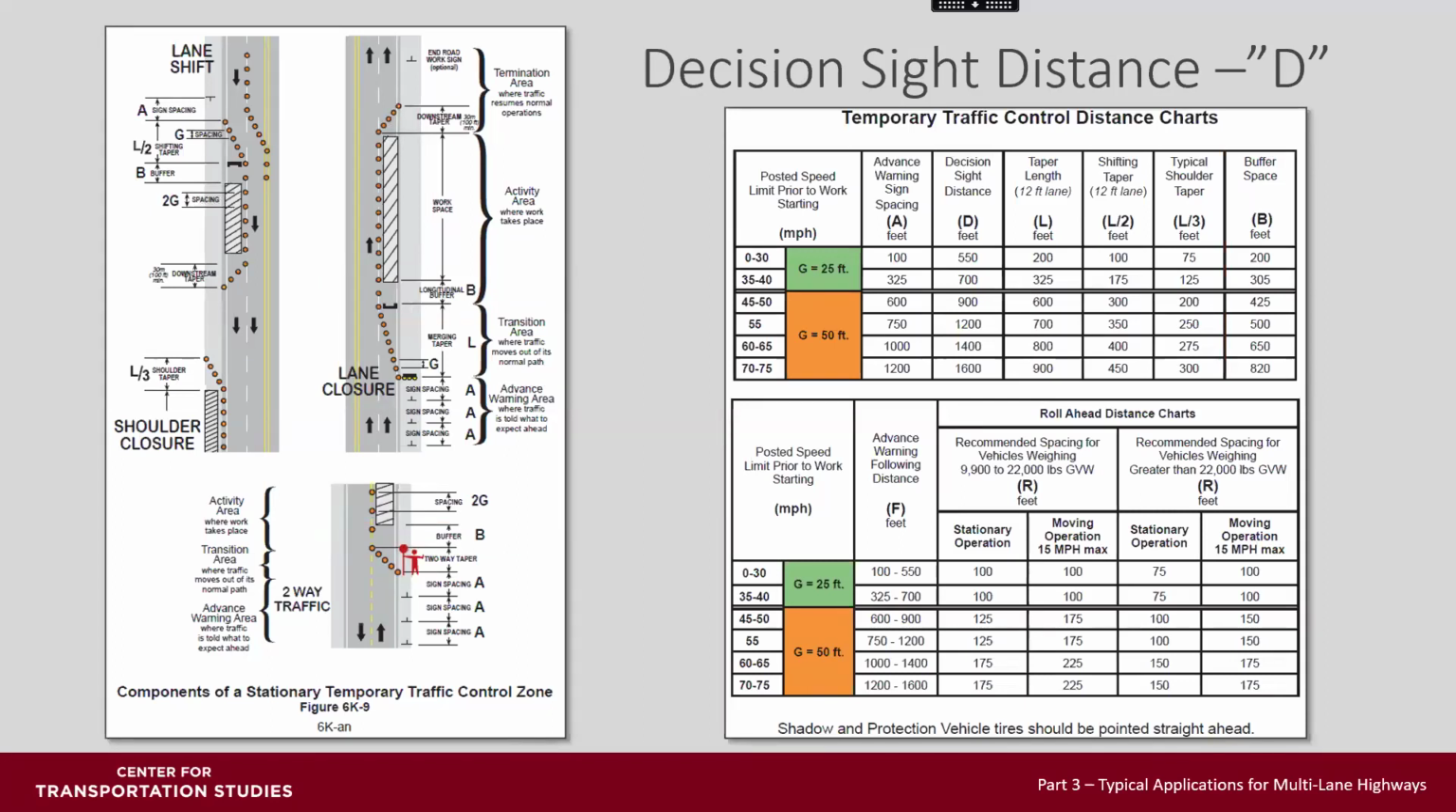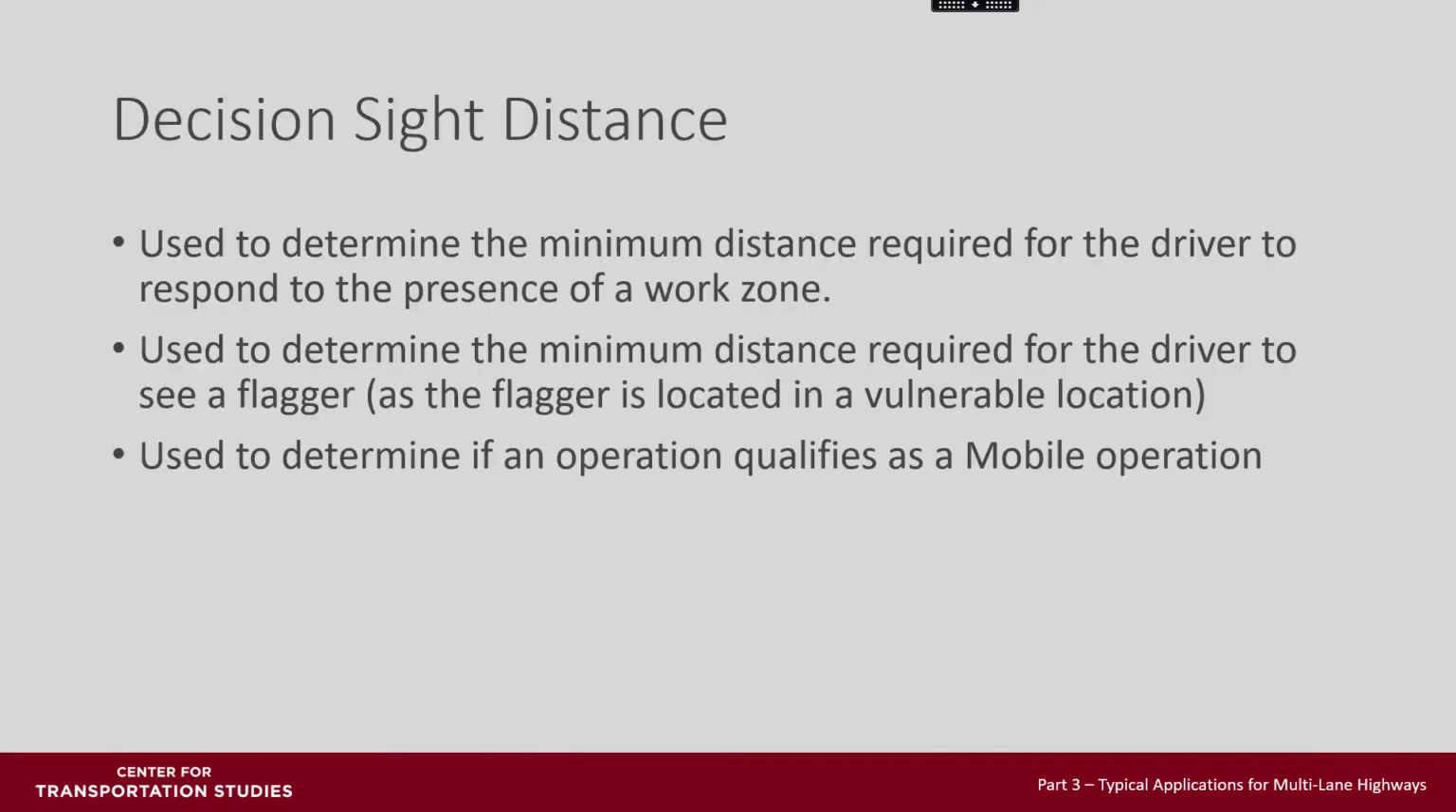As you look at the layouts throughout the manual, you'll see various letter designations such as A, G, and L on the tables. You won't ever see D for distance on layouts. That's because this distance varies for every location. Let's talk a little bit about decision site distance.